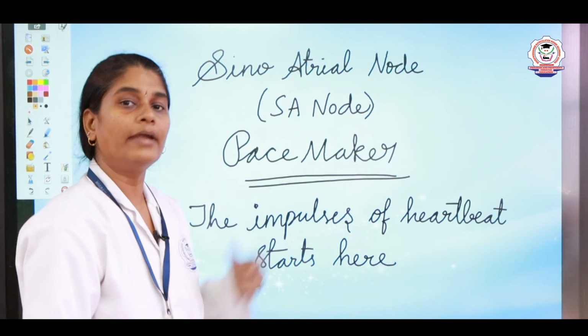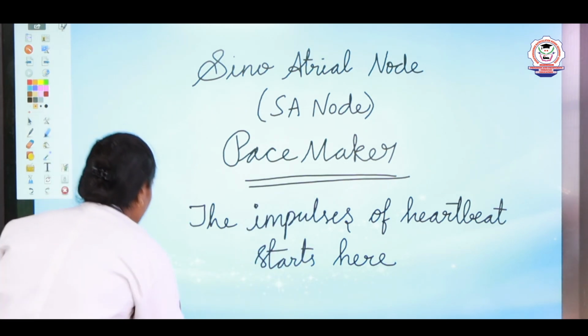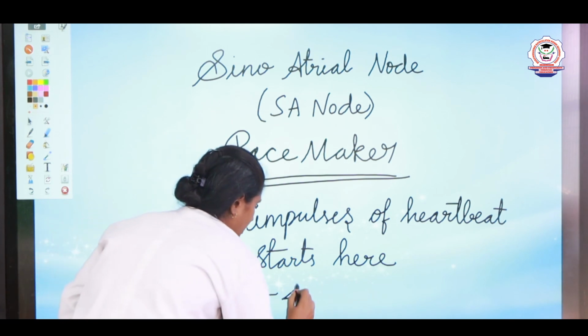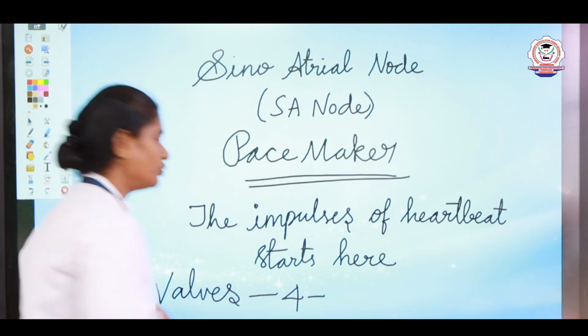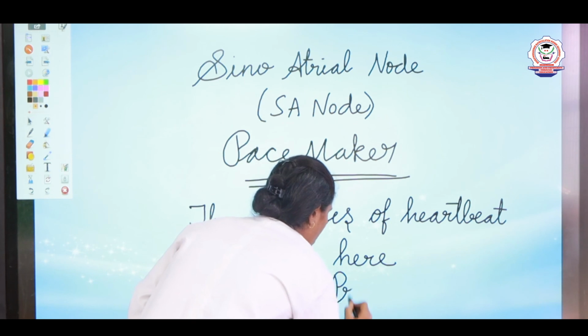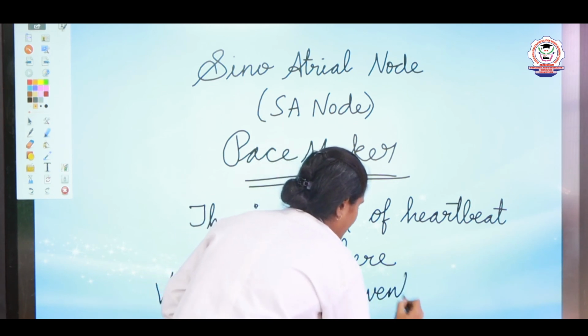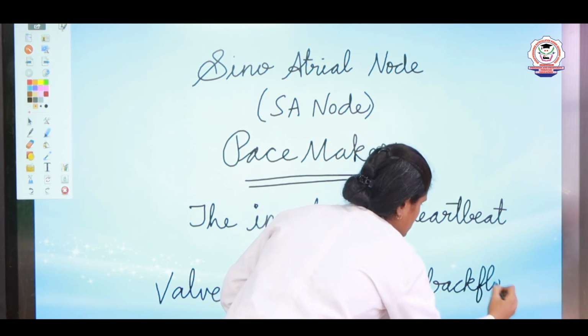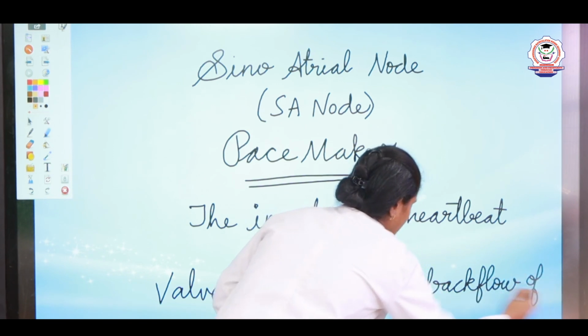So, clear? And you also learned about the valves that are present. There are 4 valves. The main function of the valve is to prevent backflow of blood.